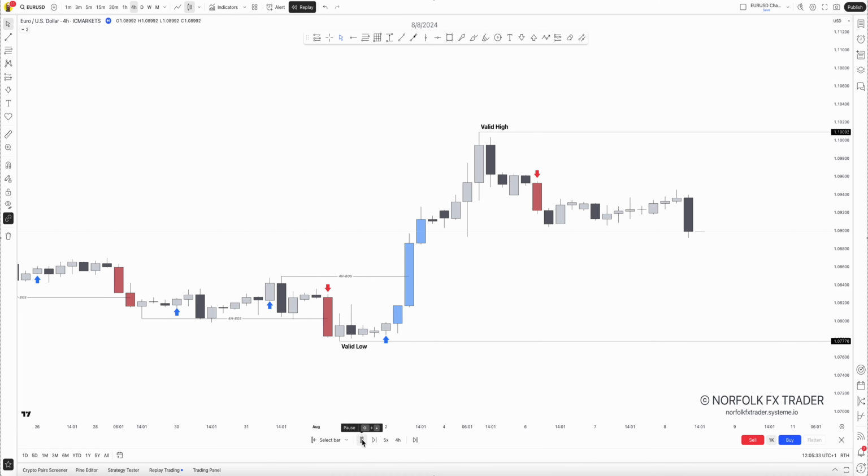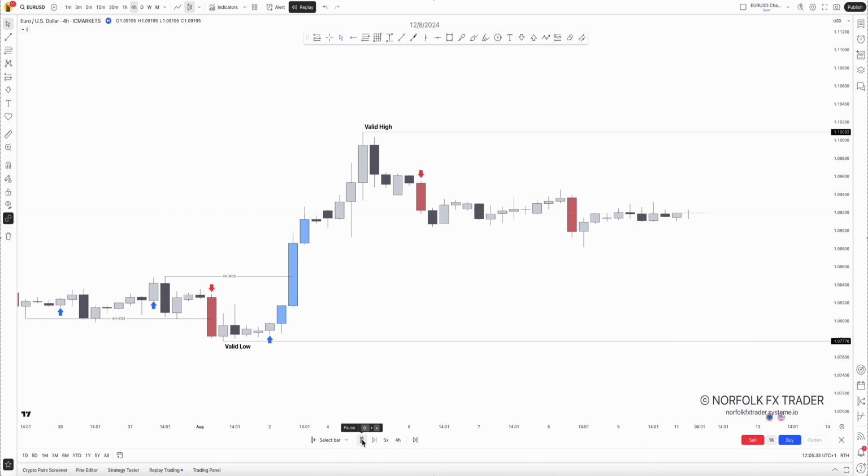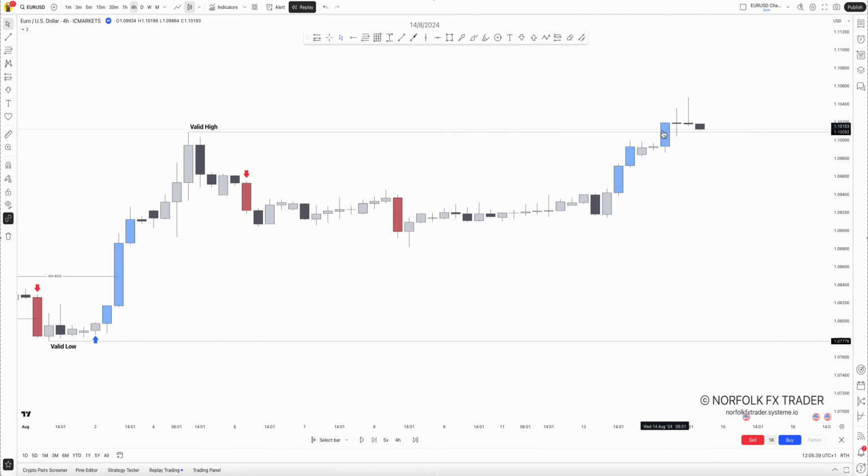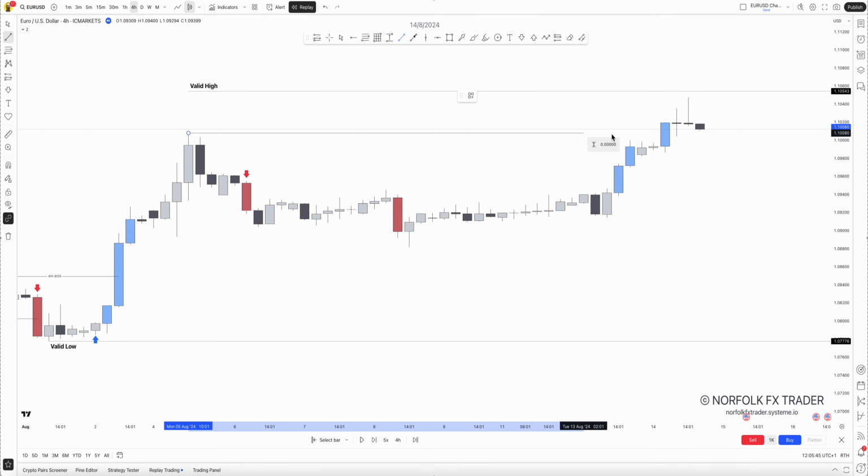Let's see if we get a continuation. Market's sweeping down, we're moving sideways. And eventually we break structure once again. So we can now mark off this as our valid high. We bring it across and there's our valid break of structure.